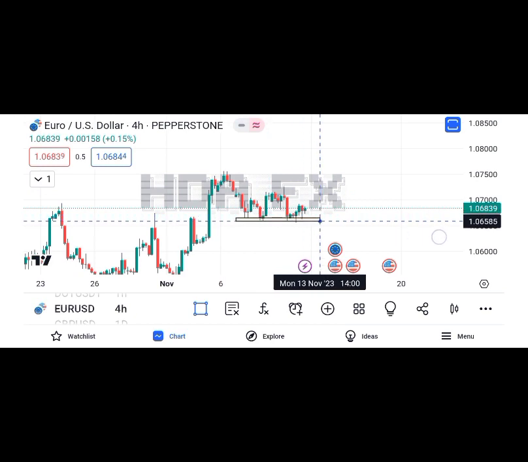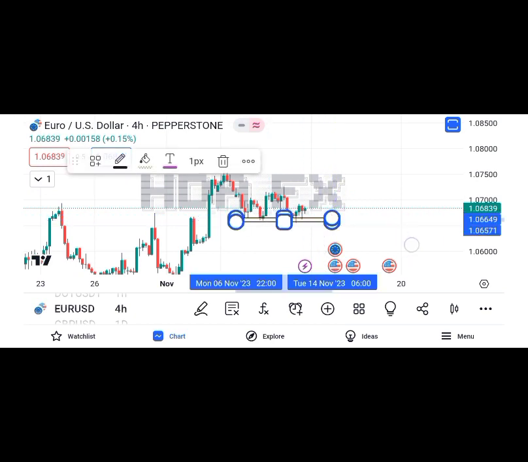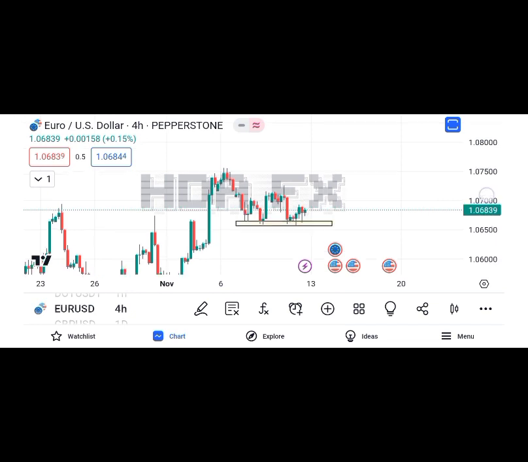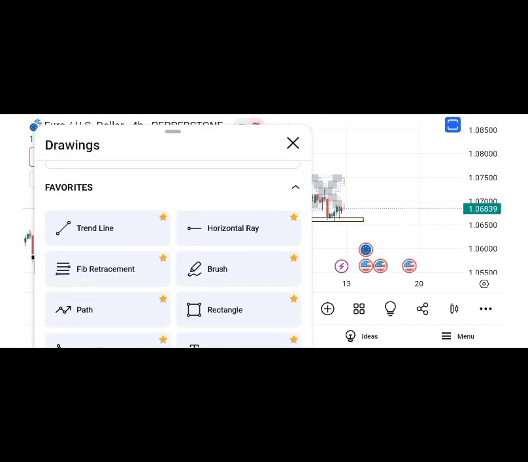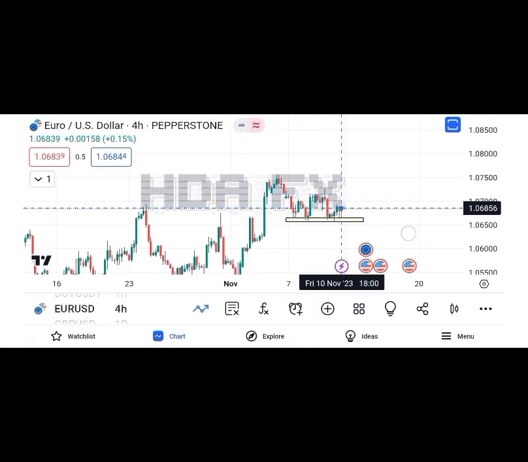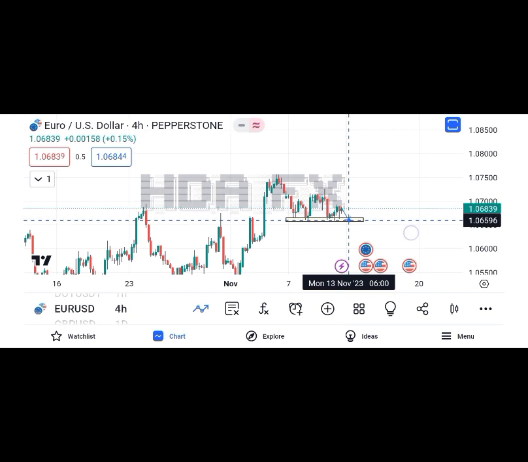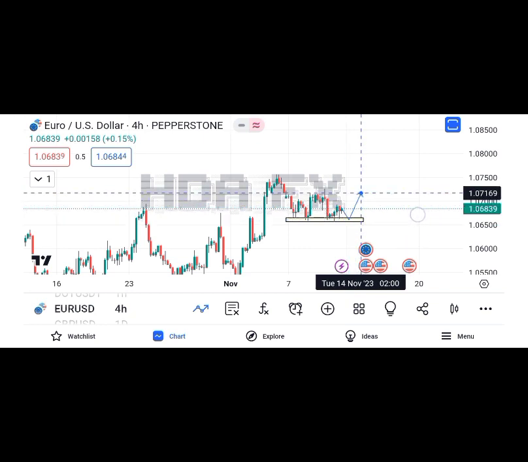So we have this sweet zone here on Euro USD. Now this is what I want to see on Euro USD. Actually, I want to see price retest this zone here again, and touch this zone here. Then look for buying confirming candles, then buy up to this point.